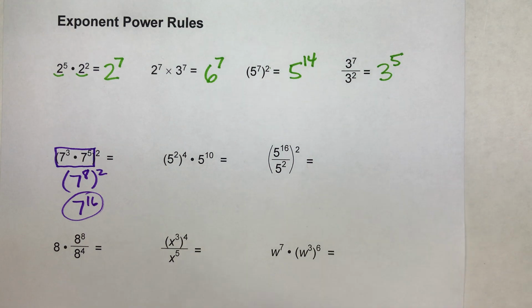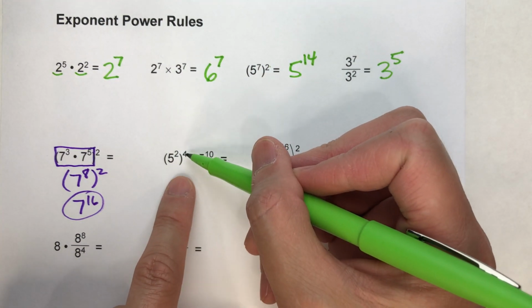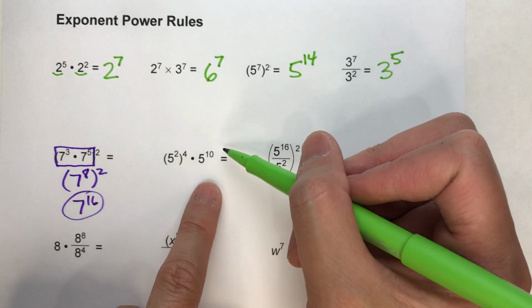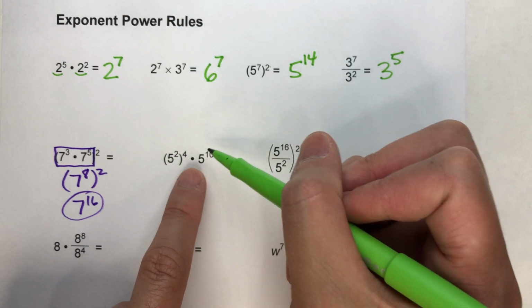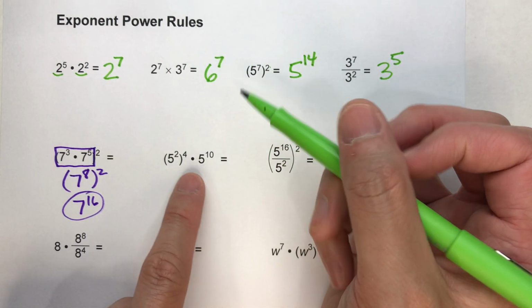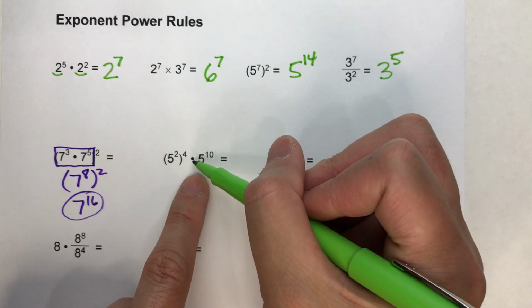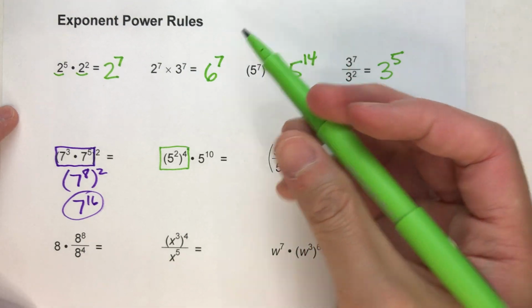All right. Let's do another one here. 5 to the 2nd power raised to the 4th times 5 to the 10th. So we've got 2 steps going on. We're raising a power to a power, and then we're multiplying. Now the order of operations says we've got to do exponents before multiplication, so this is our first step. So let's do that first.